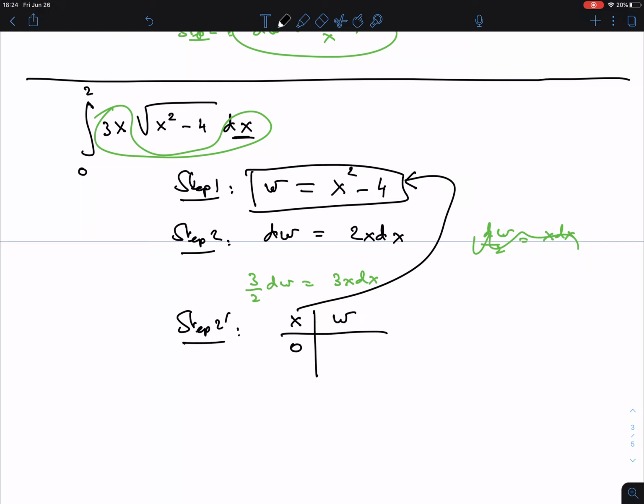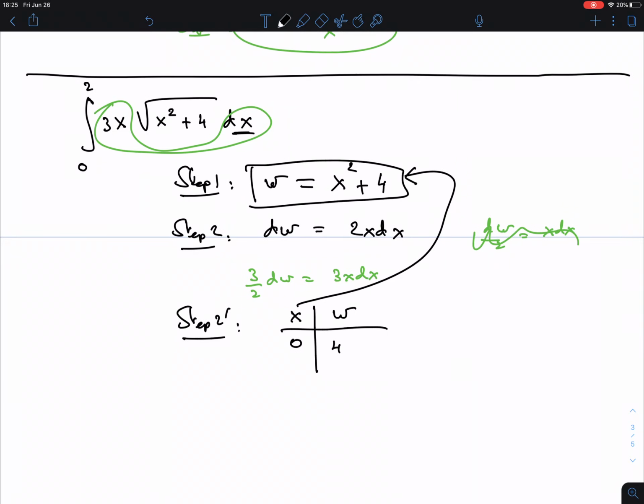Oh, sorry, I apologize. I was doing something that is not possible. Let me make this into a plus, otherwise I run into problems. I picked this just randomly, but I should have taken a plus here. Let's put a plus here. Okay. If x is 0, then w is 4. Okay, good. And I'll go from 0 to 3. Okay, sorry about that. So this is the integral I'm going to do.